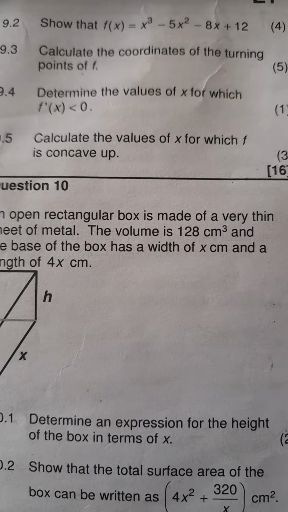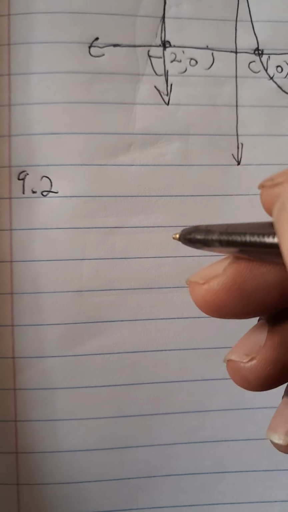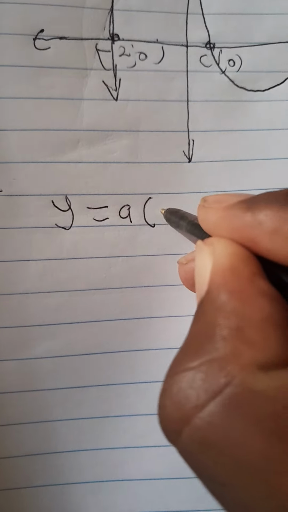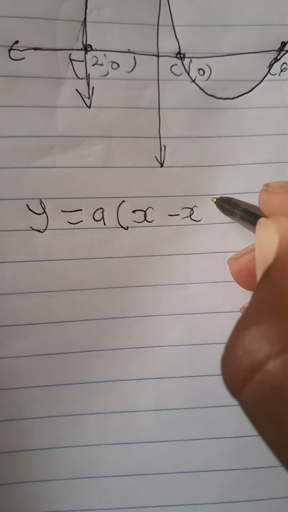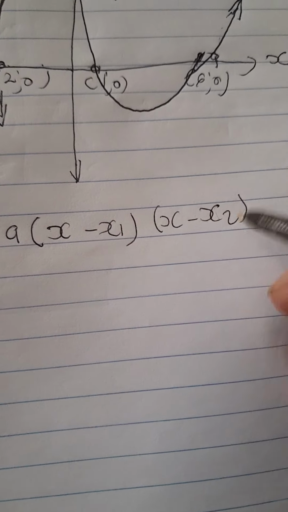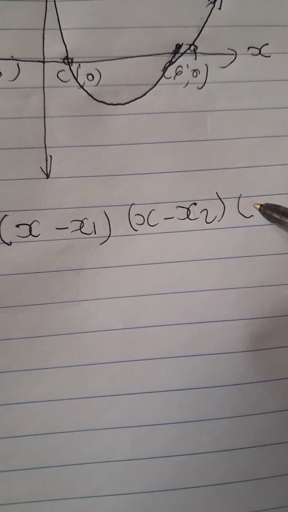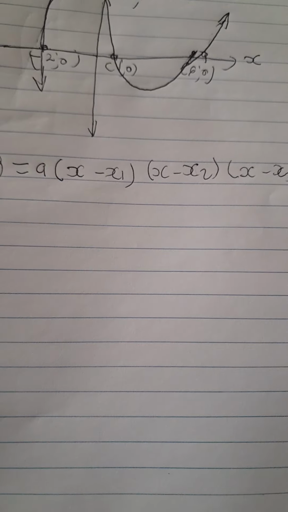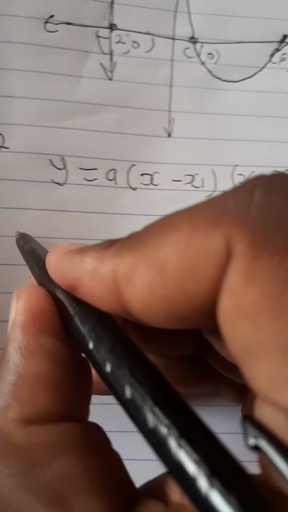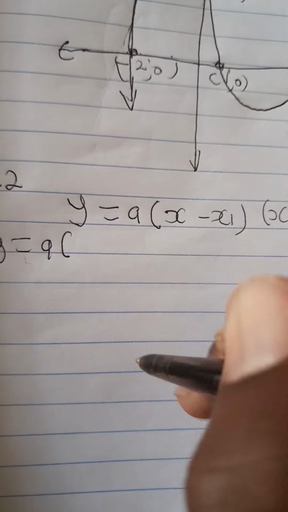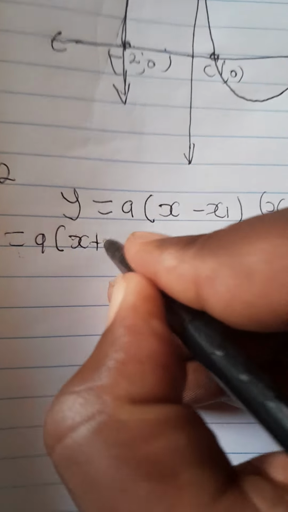Let me show you how we can get 9.2. Well, when you're working with 9.2, we are going to use this formula. When you're given 3 x-intercepts and the other point, it will be y = a(x - x1)(x - x2)(x - x3). So we have 3 x-intercepts and the other point, right? Okay, so in this case, let's place our x-intercepts first. What is our first x-intercept there? We know that will be x + 2.